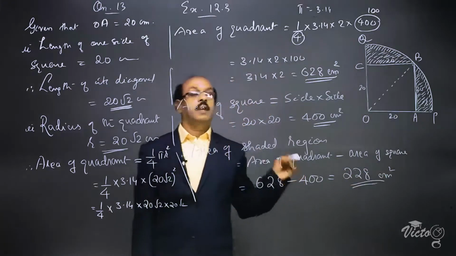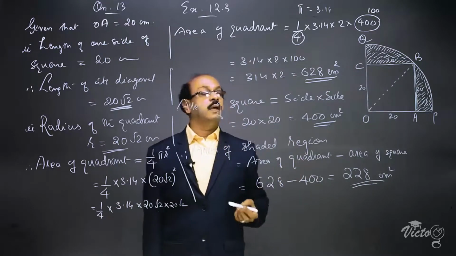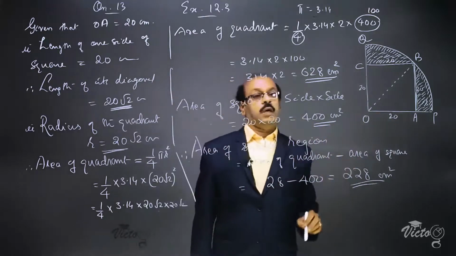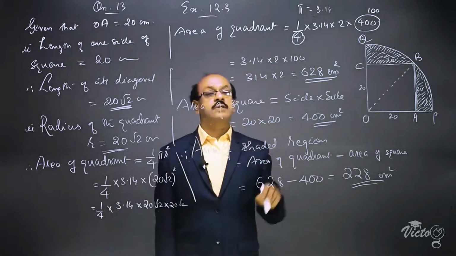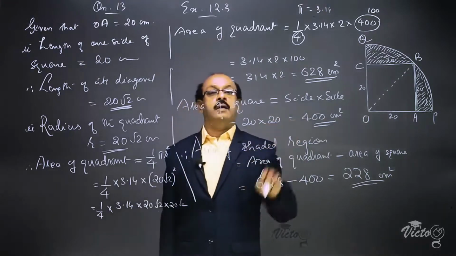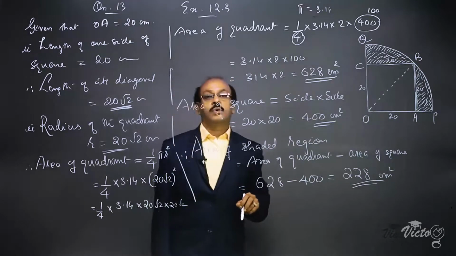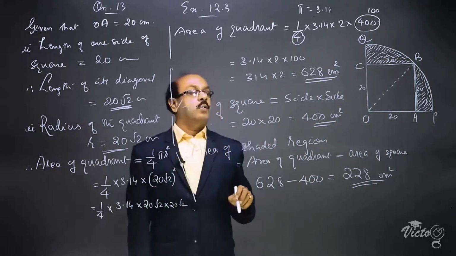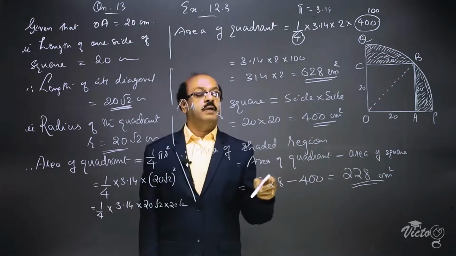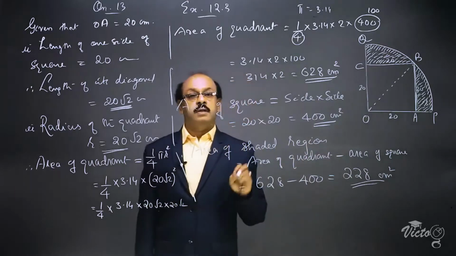We are finding the area of the quadrant and then the area of the square. Subtracting, it will be the area of the shaded region. But we only know the length of OA. OA means the length of one side of the square. From that, we can obtain the length of its diagonal. The length of the diagonal will be equal to the radius of the quadrant. So, we find the area of the quadrant and then subtract the area of the square from it. We obtain the area of the shaded region as 228 centimeter square, which is the answer.